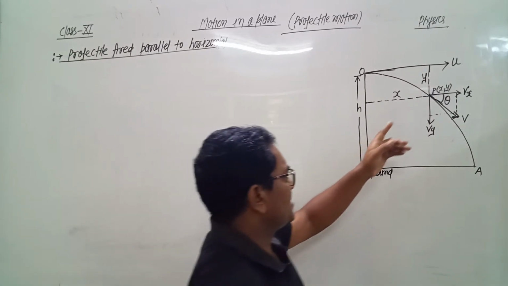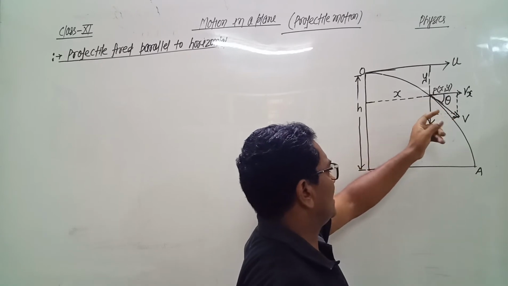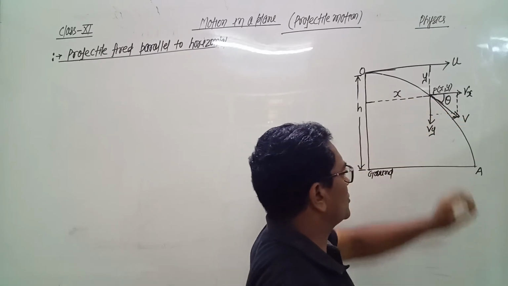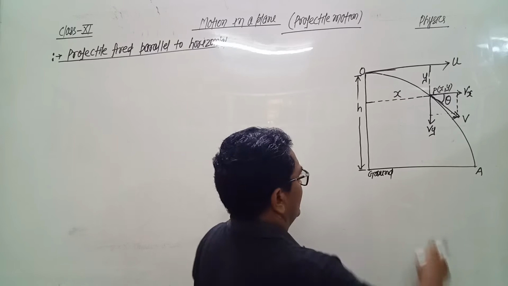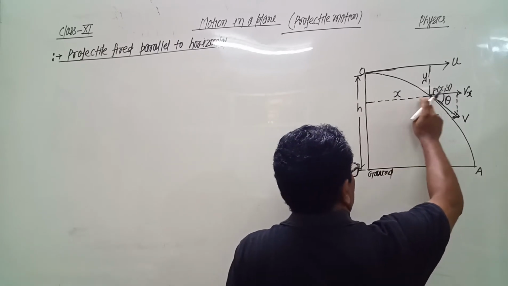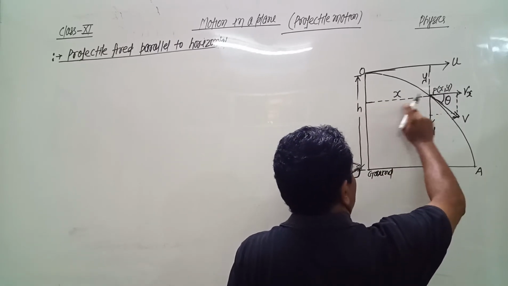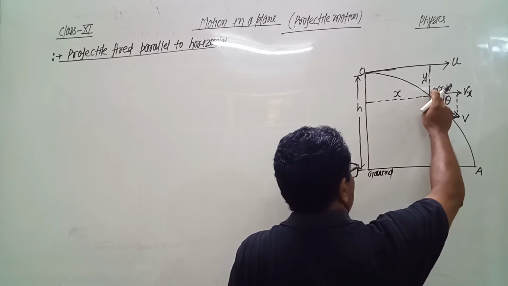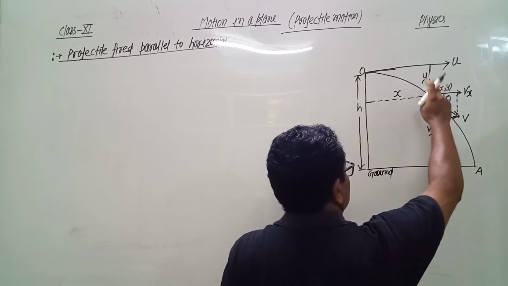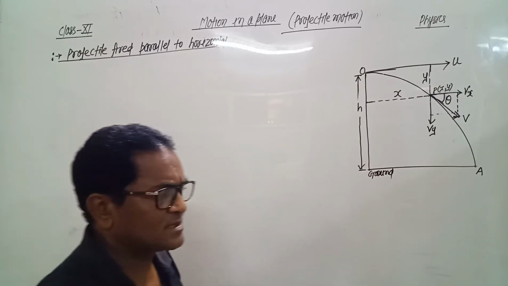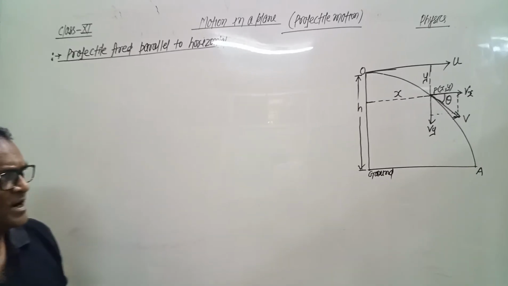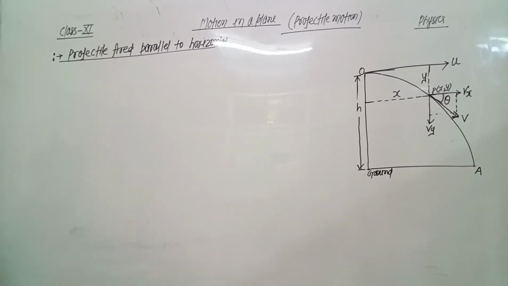The distance covered by the projectile in the horizontal direction is x. At point P, the projectile covers a horizontal distance x and a vertical distance y.